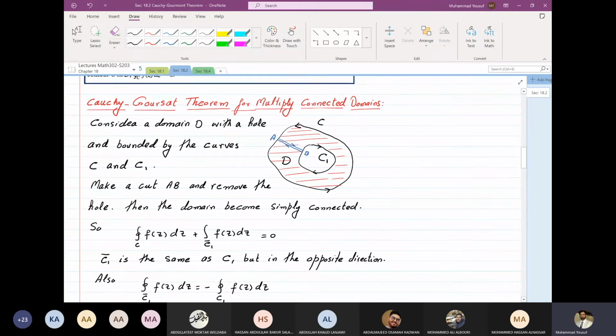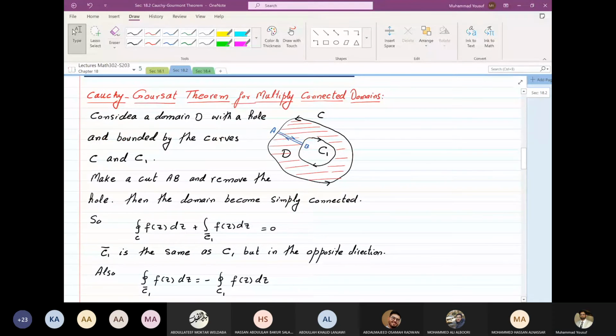Now, this was about simply connected domain. The next topic is about multiply connected domain. This figure that I have made is a multiply connected domain. The Cauchy-Goursat theorem for multiply connected domain. Okay, this is multiply connected.